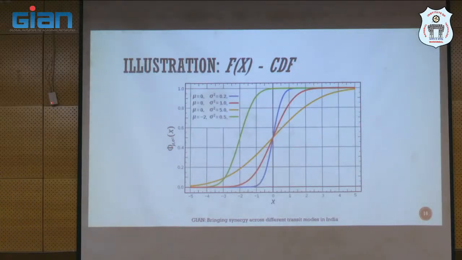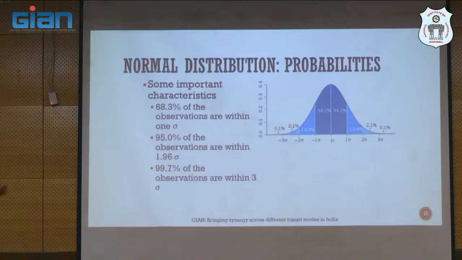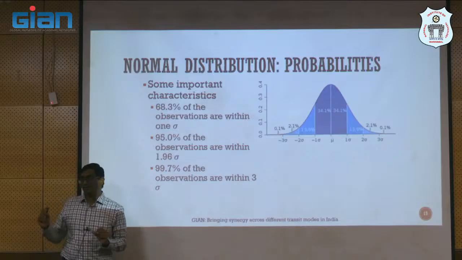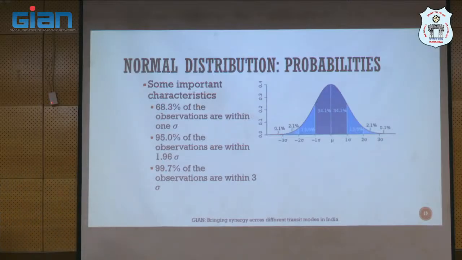That was the PDF. This is the CDF. Some more characteristics. If you have mu and sigma as your mean and standard deviation in a normal distribution, and you go 1 sigma to both sides from the mean, traveling 1 sigma to the left and 1 sigma to the right, that will capture about 68% of the observations in that distribution. If you go 2 sigma, you will cross 95%. If you go 1.96 sigma, you will get 95%. If you go 3 sigma, you get to 99.7%.